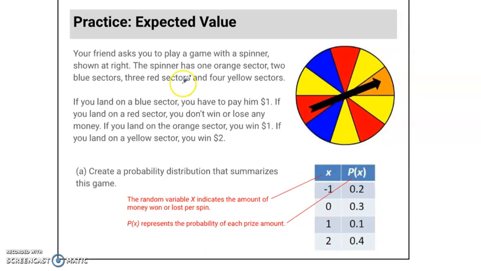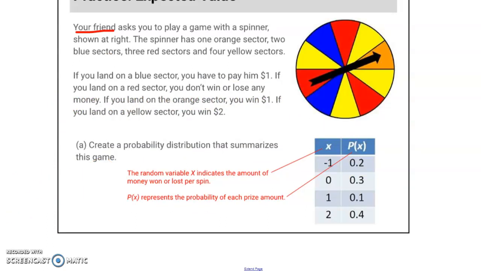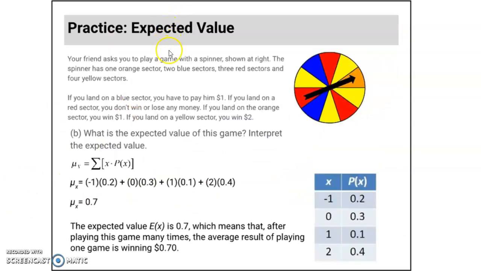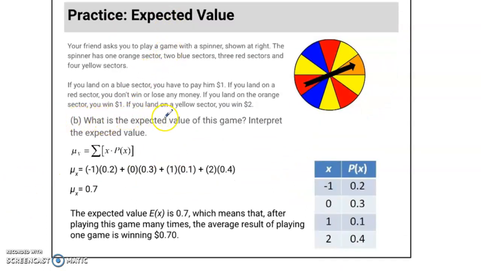All right, here is a practice problem. It describes a spinner and a devious friend that asks you to play this game. Here's the probability distribution that summarizes the game. If you want, pause the video and take a look at this. Make sure that this makes sense to you before moving on. Keep in mind it has all of the descriptions of the payouts and the sectors here. All right. And for the practice, it does ask for the expected value of the game.